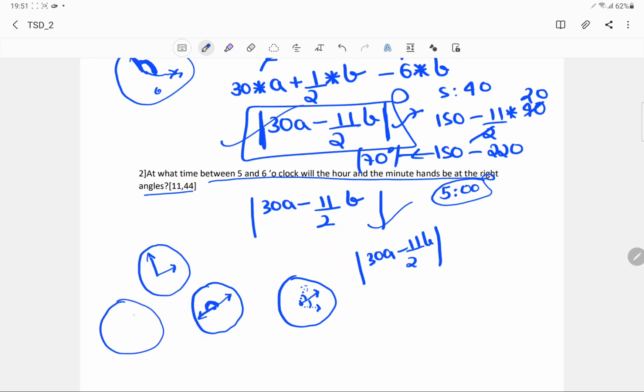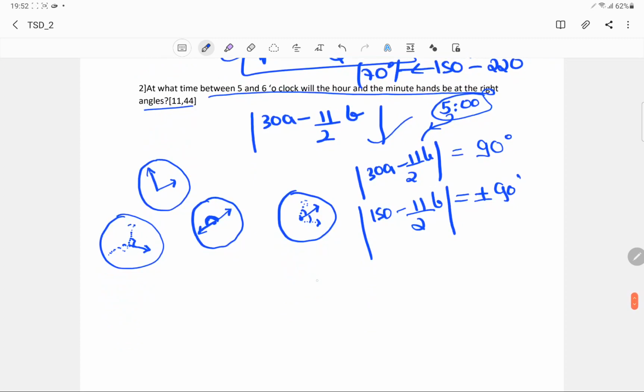So obviously I can visualize it: at 5 the hour hand would be something like this. I can clearly say that one would be this, where they would be making an angle of 90 degrees, and another could be like this, where they would be making 90 degrees in the ahead direction. So the angle difference has to be 90 degrees, and we are talking with respect to the 5, so A would start from this 5. So this is nothing but 150 minus 11 by 2 B equals plus or minus 90 degrees.